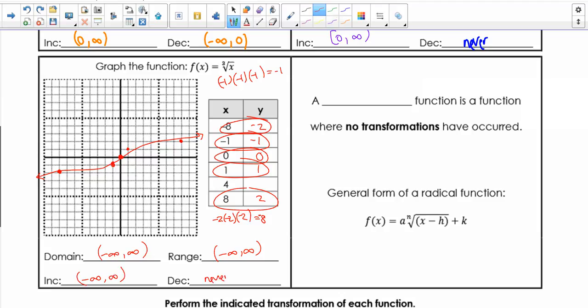So the only time it's going to decrease is when we make our a value negative, and then we flip the function, which we'll talk about more tomorrow.